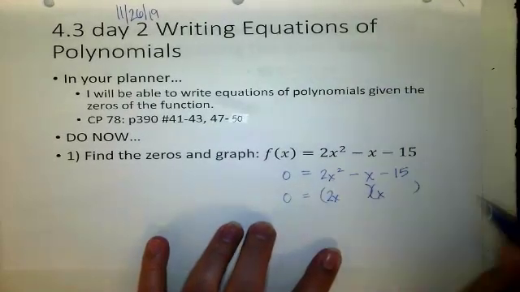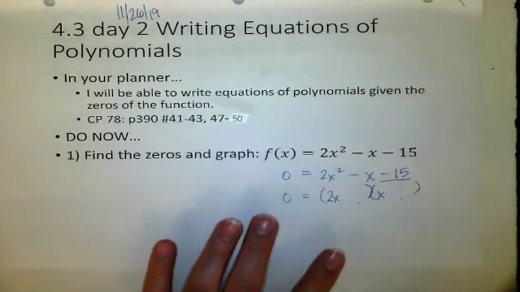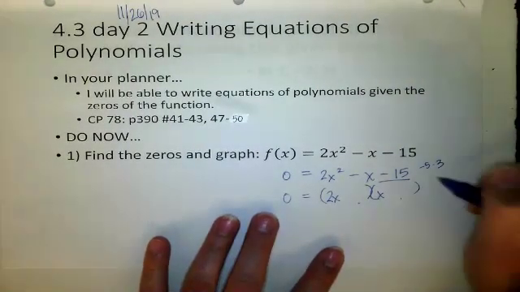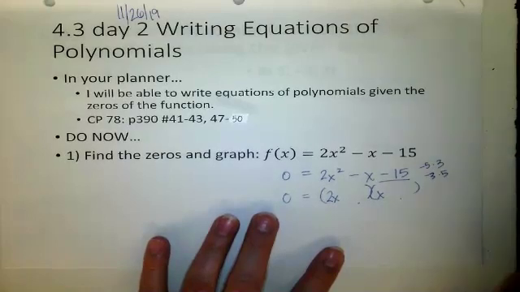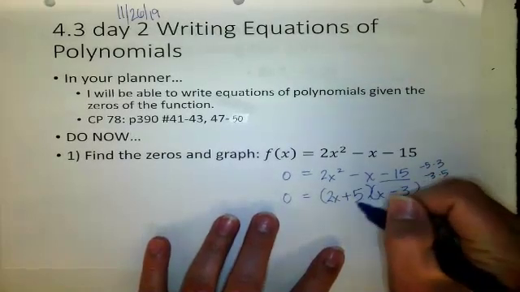2x times x is 2x squared. What times what is negative 15? Negative 5 and 3, or negative 3 and positive 5. I think I'm going to do that. I'm going to put my negative 3 on the outside and my positive 5 on the inside.